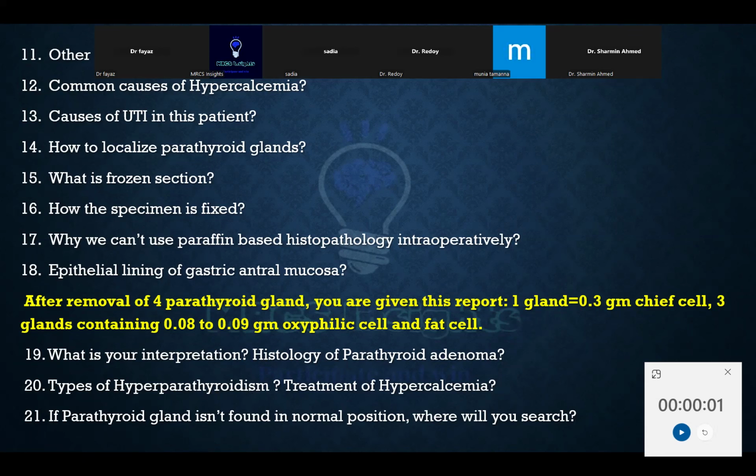Hyperparathyroidism: primary, secondary, and tertiary. Can you give me a single example of each? Primary hyperparathyroidism is due to parathyroid adenoma, secondary is due to renal failure, and tertiary is due to renal transplant, the gland becoming autonomous. Okay. What is the treatment of hypercalcemia?